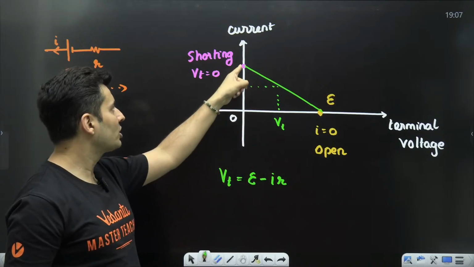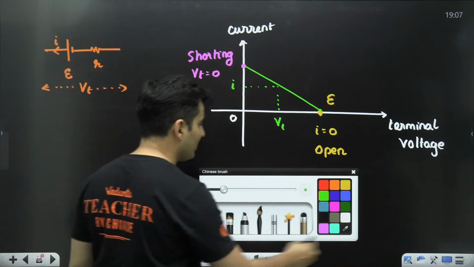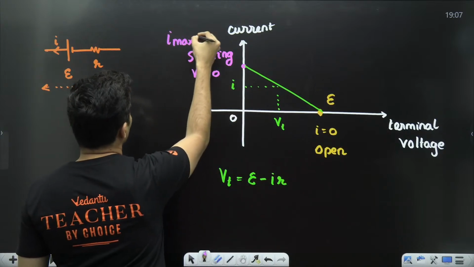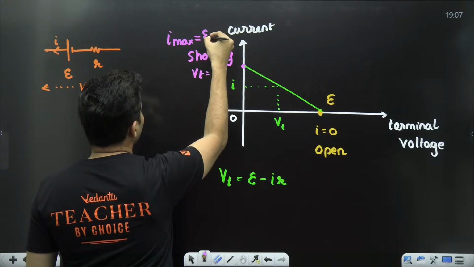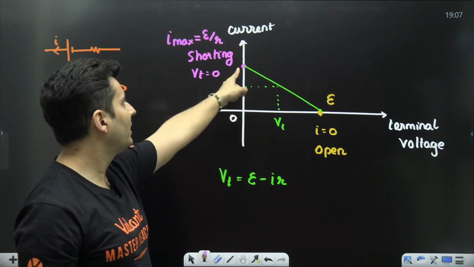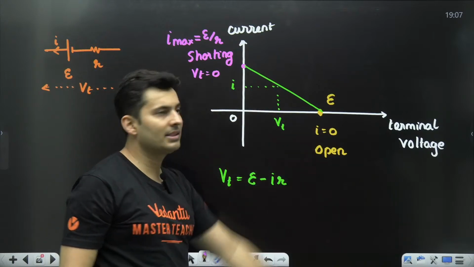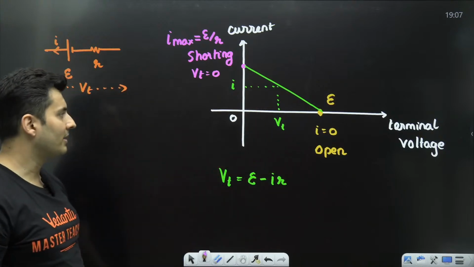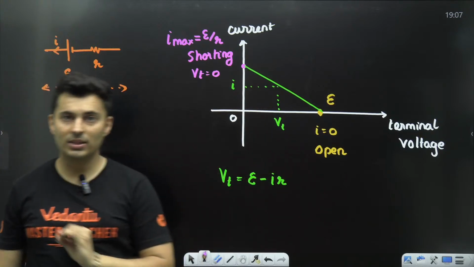In fact, when you short, this current is the maximum current that you can get, which will be E divided by r. That's the maximum current that you can get over here. This is the maximum terminal voltage which you can get over here when you keep it as an open circuit. Is this absolutely clear how this graph looks like?